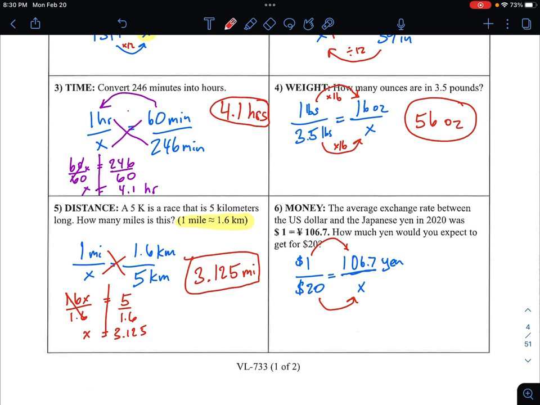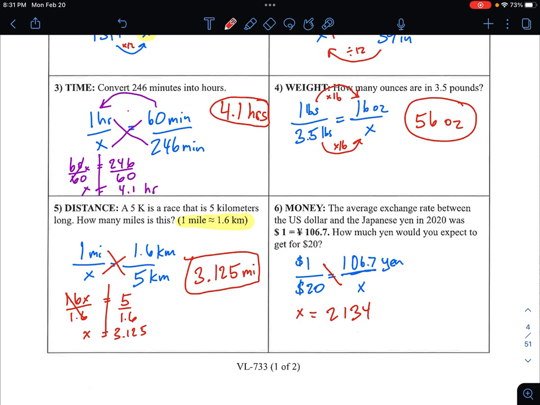Again, a lot of people freak out when they see those decimals. And they're like, I'm not quite sure. I mean, if you multiply by 106.7, you'd get that. But because some people freak out, I'm just going to do cross products. I always like to start my cross products by doing whatever times the x. So 1 times x is 1x, which is just x. And 20 times 106.7 equals 2,134. And that's it. 1x equals 2,134.